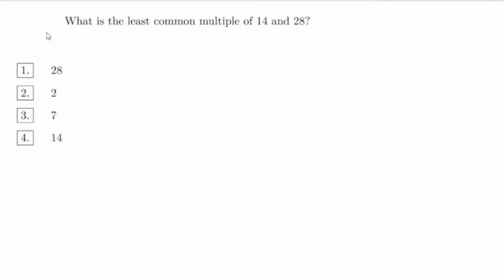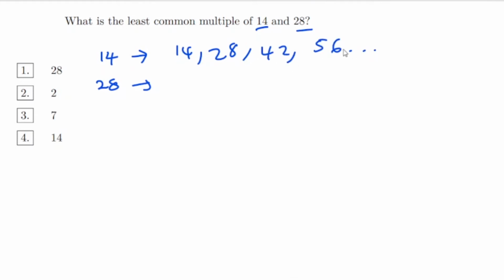So this question is a bit more challenging than the others. And it says, what is the least common multiple of 14 and 28? Well, to answer the question, we have to list out the multiples of 14. And then we also have to list out the multiples of 28 and see what we get. So if we list out multiples of 14, we get 14, 28, 42, and 56. And then you can get more.